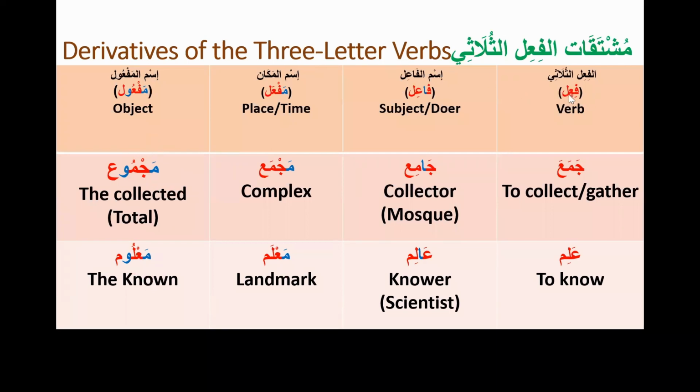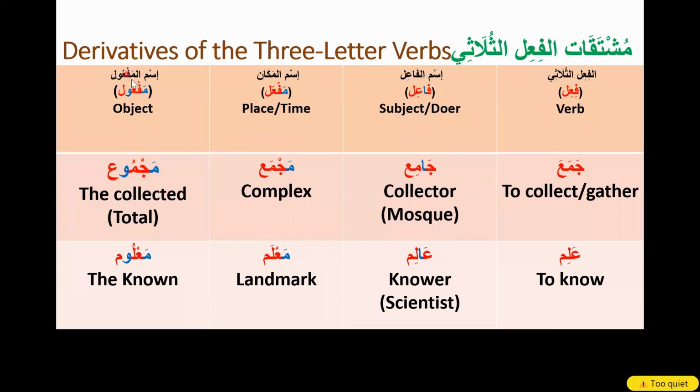As you can see here, the three-letter root. Fa'ala. Fi'l is verb. Fa'ala is to do. So we take this as a scale. Here we add alif. We have to be careful: alif is added after the first letter, after the fa. Here meem is added, and here meem and waw.